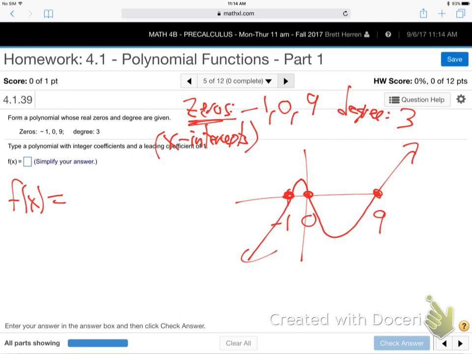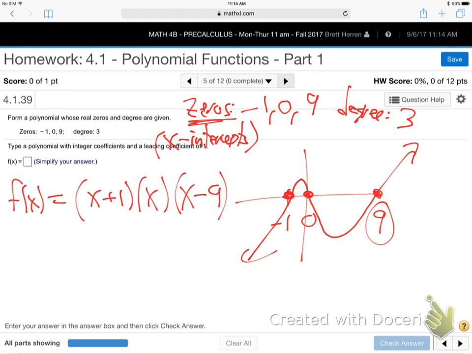Well, what will make x minus 1 be a 0? If you have x plus 1 as one of your parentheses, you see, if I plugged in minus 1, that would make that piece 0. And then plain x, it's always x with the opposite sign, isn't it? So x plus 1, plain x, and what's going to do the positive 9? x minus 9. Does that make sense how I came up with that?